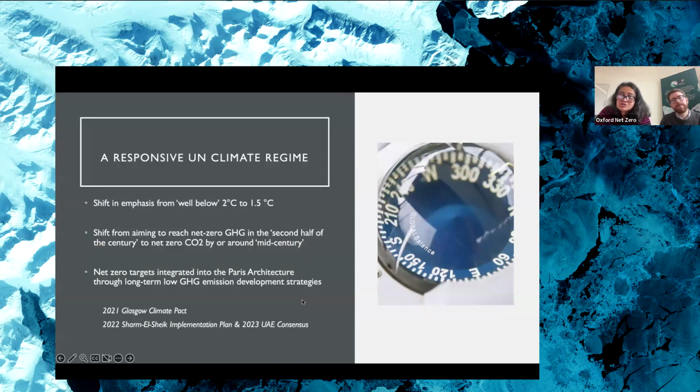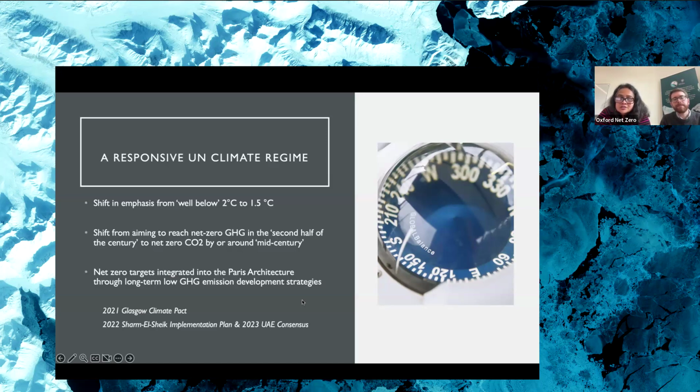How did the UN climate change regime respond to this? The response of the UN climate change regime was quite heartening. In the 2021 Glasgow Climate Pact, and subsequently in the Sharm el-Sheikh implementation plan and the UAE consensus, there is a clear shift in emphasis from well below 2 degrees centigrade, which we find in Article 2.1 of the Paris Agreement, to 1.5 degrees centigrade.